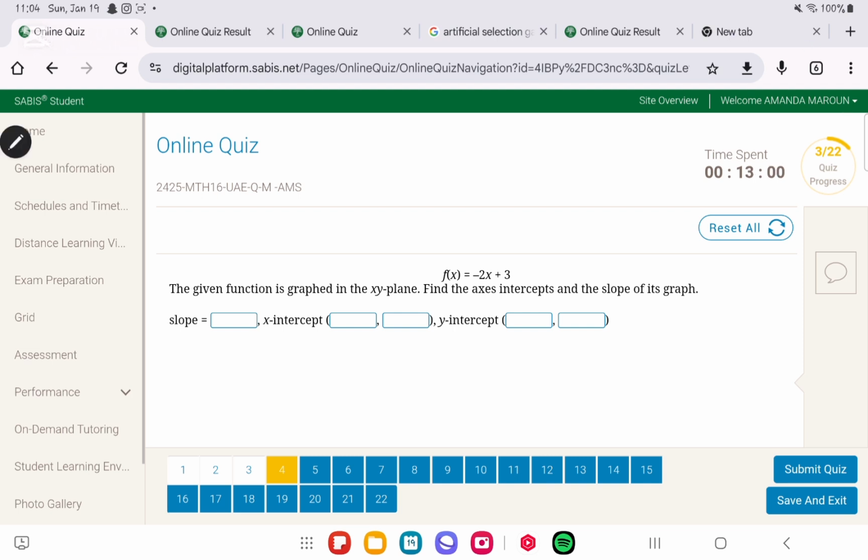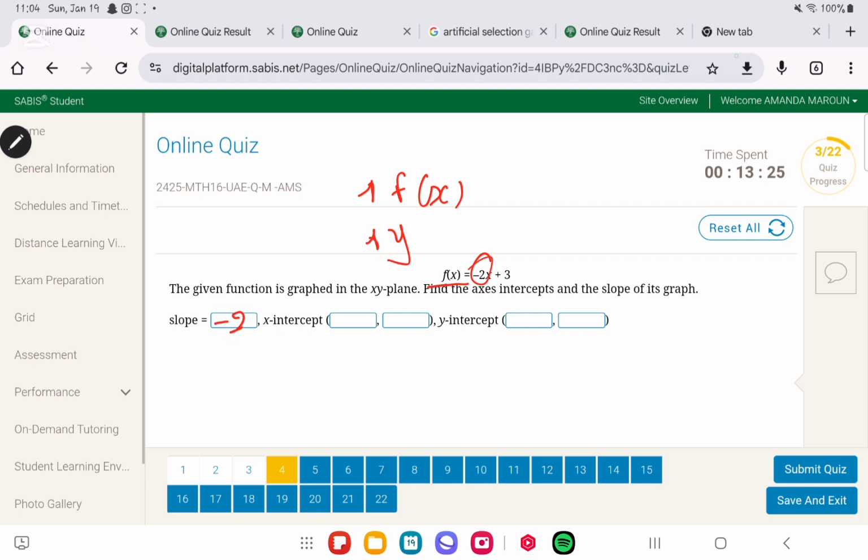We have the given function graphed in the xy plane. Find the axes intercepts and the slope of its graph. We know that if f(x) is singular, that means it's 1 f(x), or in other terms 1 y, then the slope is the number next to x. In this case, the number next to x is minus 2, so the slope is minus 2.